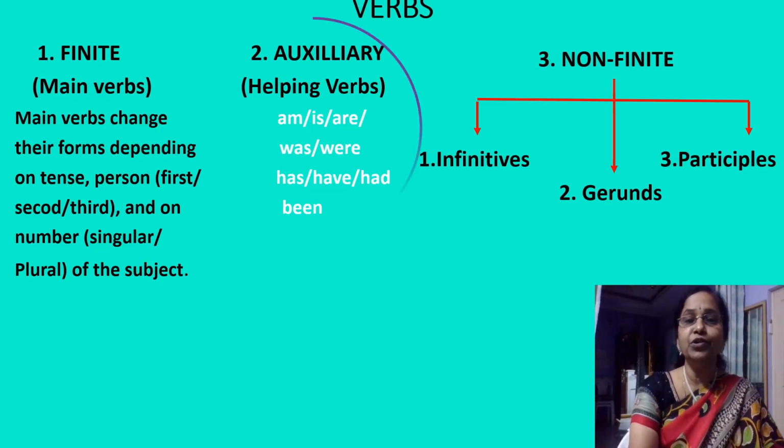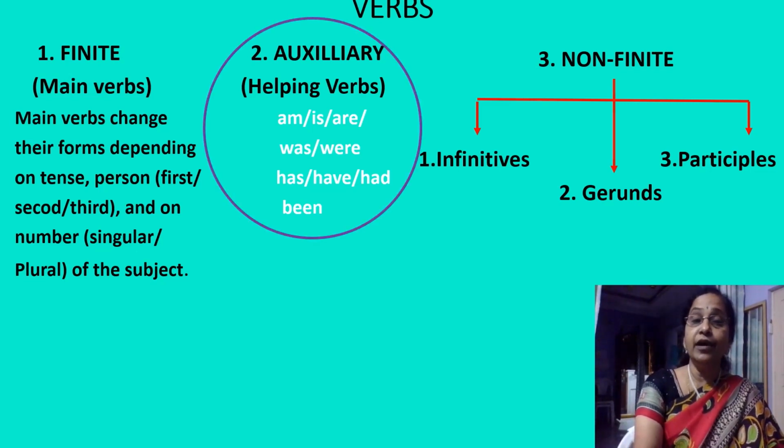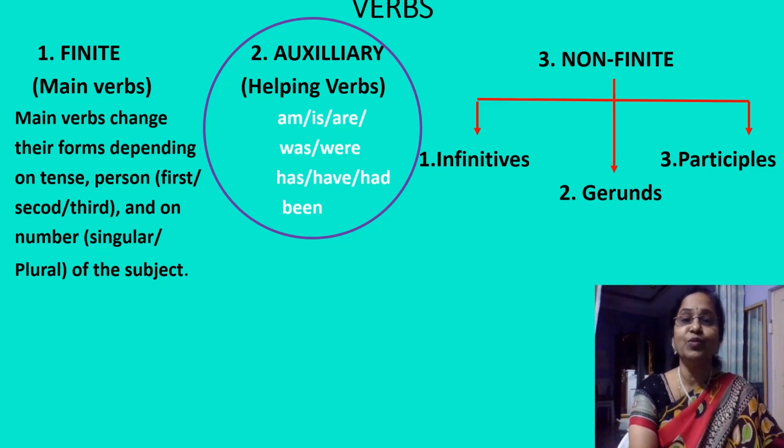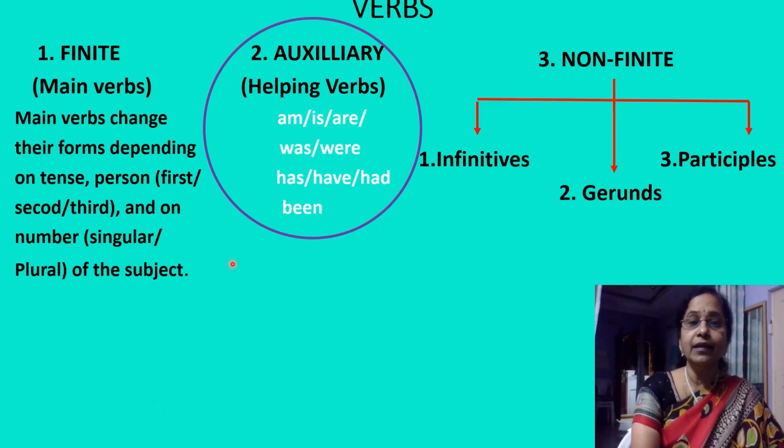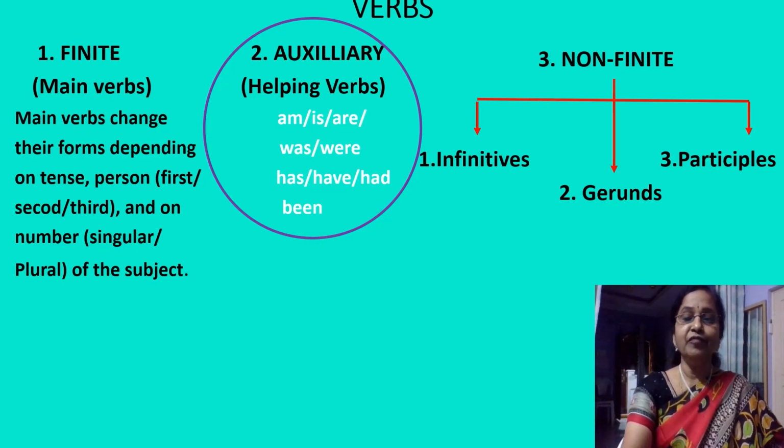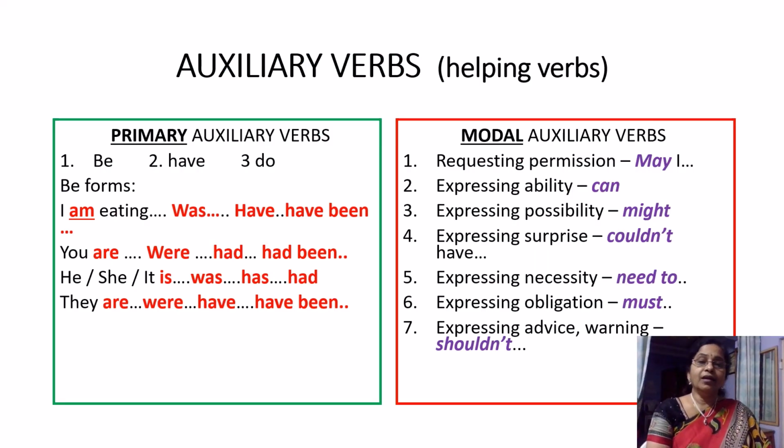So today we are going to talk about auxiliary verbs. They are also called helping verbs, and I've given some examples over there. If you see, they are am, is, are, was, were, has, have, had, been. Okay, let us clearly understand what these auxiliary verbs are. They are also known as helping verbs, and you know very well that they help the main verbs. They tell the time of the action. And there are two types of auxiliary verbs, primary auxiliary verbs and modal auxiliary verbs.